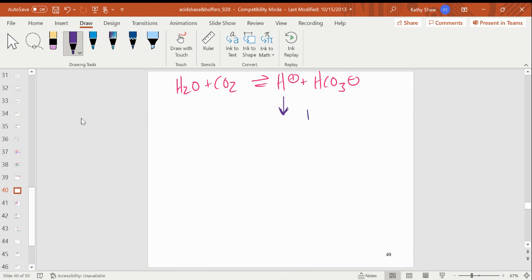What happens to my pH? My pH increases. So there's my alkalosis. My pH is too high. What was my mechanism? My mechanism was metabolic. So I ingested something and that gave me metabolic alkalosis. So let's talk about my metabolic alkalosis here.